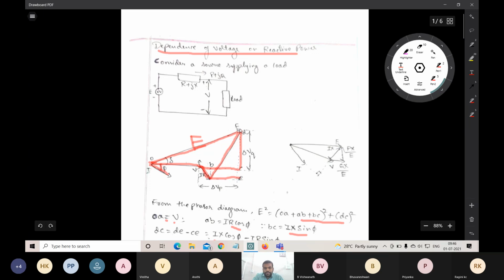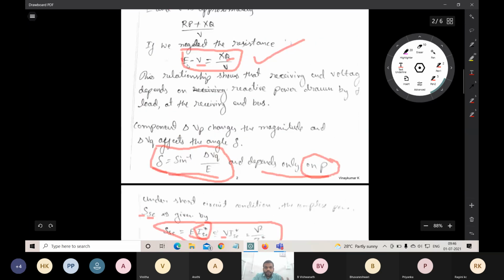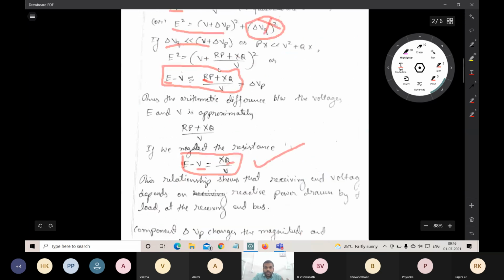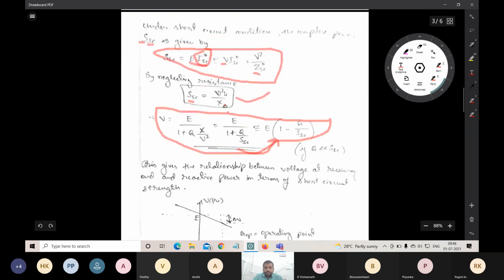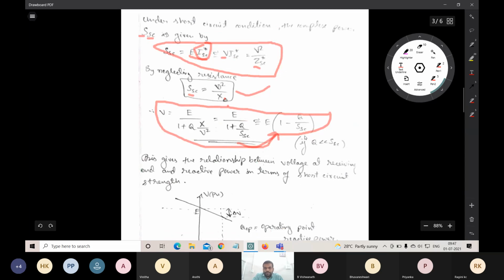So O, C, D, or E. OCD. By going through this right angle triangle, we are deriving the characteristic dependency of the voltage and reactive power. So E minus V is equal to (RP plus XQ) by V. This is one more equation, and V is equal to E times (1 minus Q by S_sc), where S_sc is our complex power.